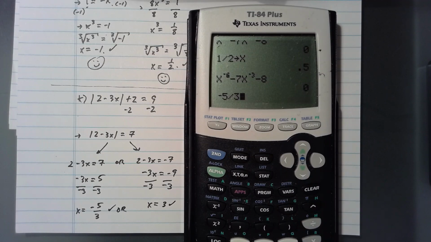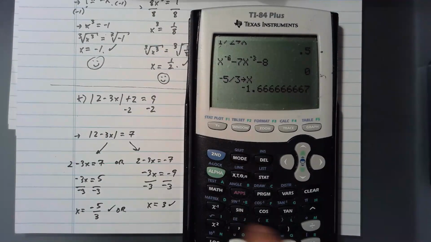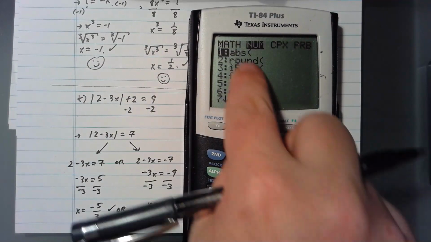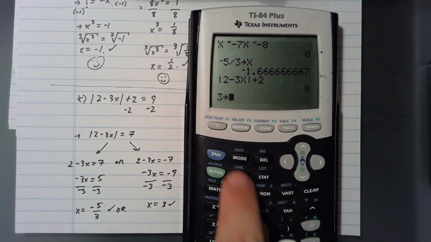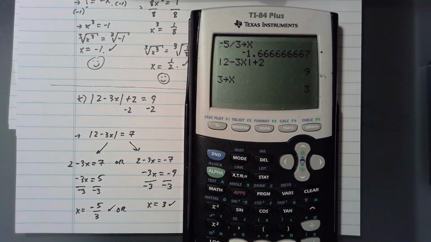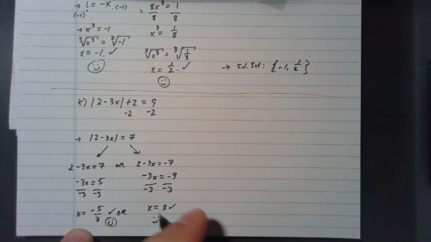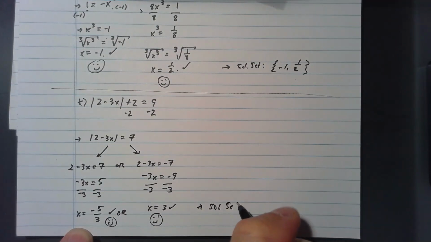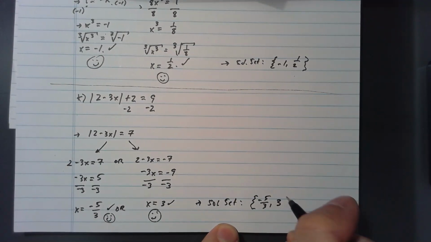Negative 5/3. Store that into x. Now type in the original equation. If you go to math, number, absolute value is the first thing you see. 2 minus 3x, plus 2. You should get 9. You do. Let me try 3. Type in the original equation. Second, enter. I also get 9. Good. That means both of them work. So my solution set is negative 5/3, comma 3.